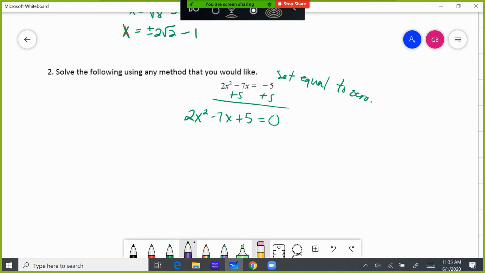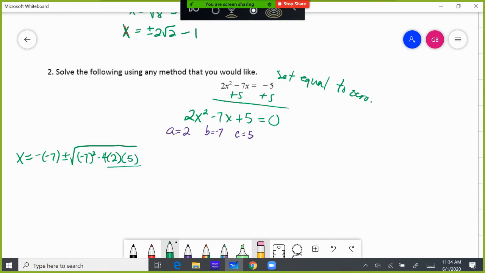So now I can use the quadratic formula. But first we need to identify the a, b, and c values. A is 2, b is -7, and c is 5. So using the formula above, x equals negative b, which is -7, plus or minus the square root of -7 squared minus 4 times a, which is 2, times c, which is 5, all over 2 times a.